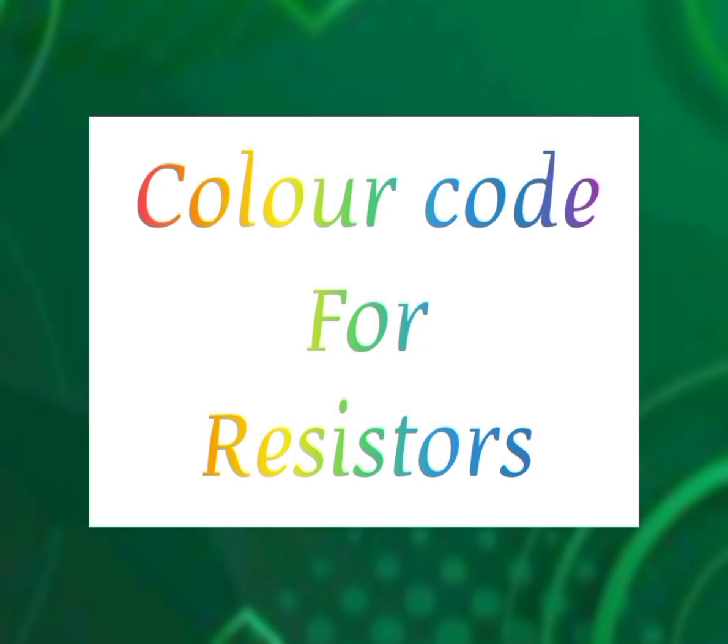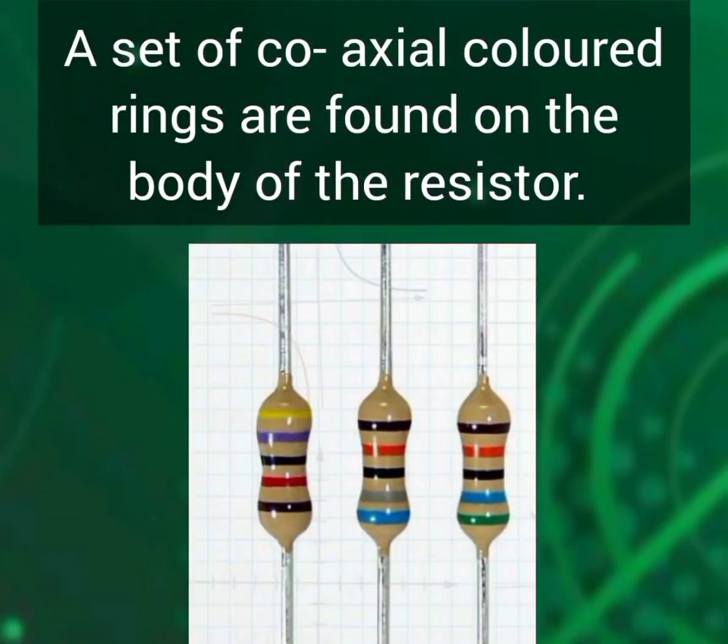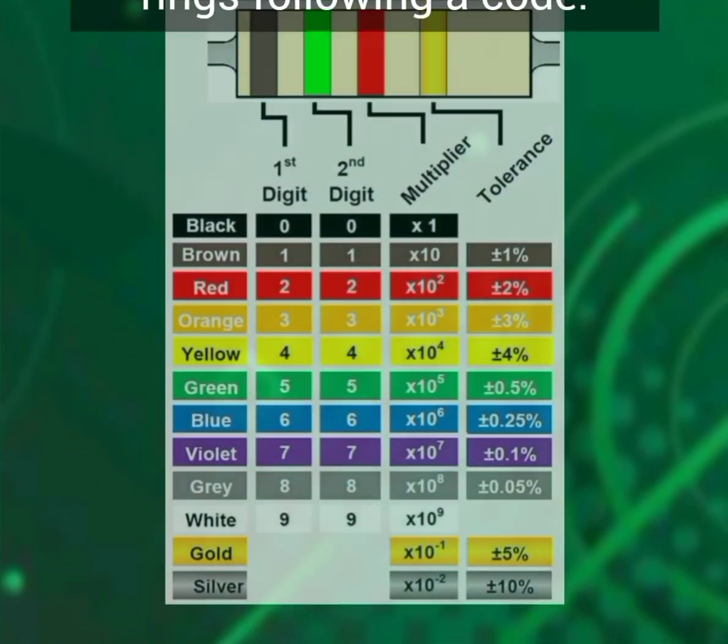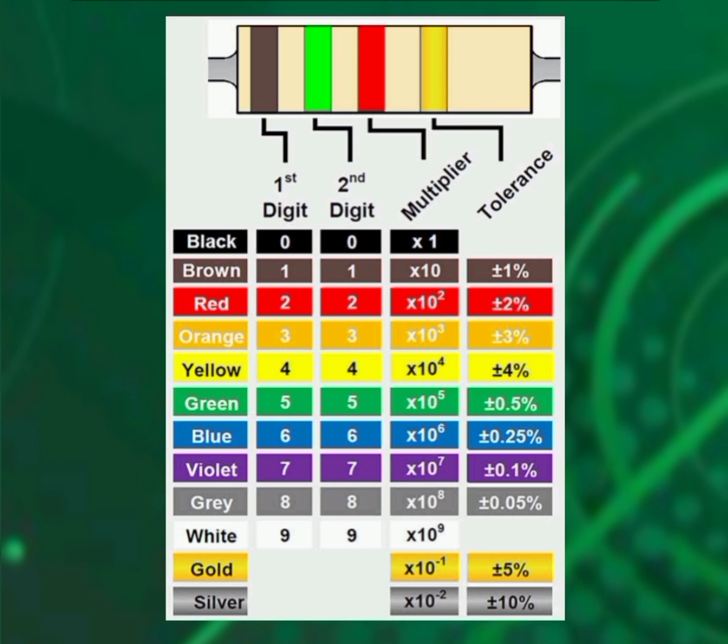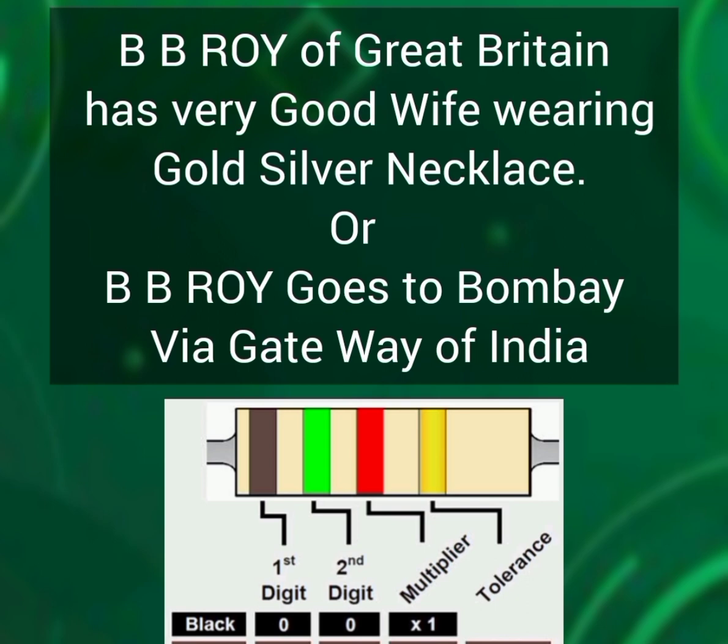Color code for resistors: the set of coaxial colored rings found on the body of the resistor. The resistance of the resistor and its percentage accuracy is determined using the significance of the colored rings following a code called the color code. The color code can be remembered in the following way. B.B. Roy of Great Britain has very good wife wearing gold silver necklace. In another way, B.B. Roy goes to Bombay via Gateway of India.